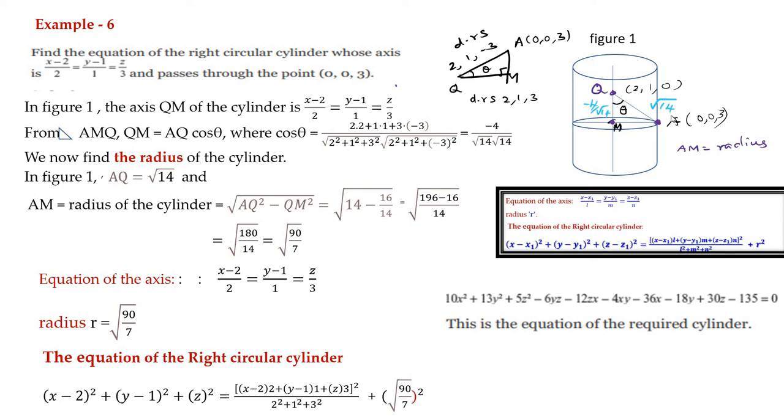Now AQ we know already, QM we know from this. So AQ square minus QM square gives 14 minus 16 by 14, which when we take the LCM gives us this, and on simplification gives you square root of 90 by 7. So the radius is known, and the equation of the axis is given. So we make use of this formula so that you get the equation of the right circular cylinder to be this.